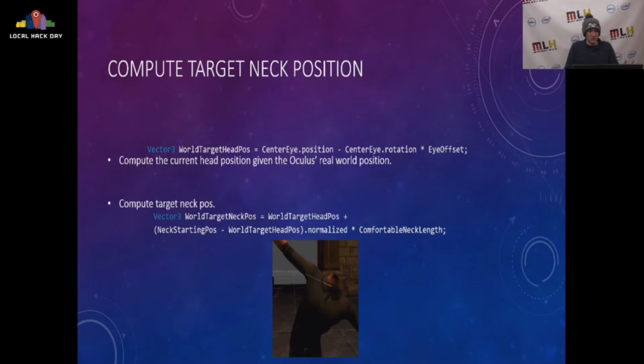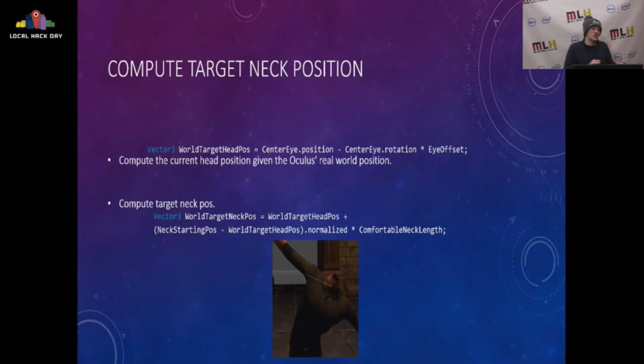So we compute the world target head pose, which is a mouthful, but it's the target position that we're trying to move the head to in world space. It's the center eye, which is the Oculus's center eye anchor position, minus the center eye's rotation times the eye offset. What that does is it takes that offset that we computed before, rotates it by the orientation of the player's head, and then subtracts it. So this gets us to where the head bone of the actual character should be if the player's eyes are at the center eye pose. So then we've got that value.